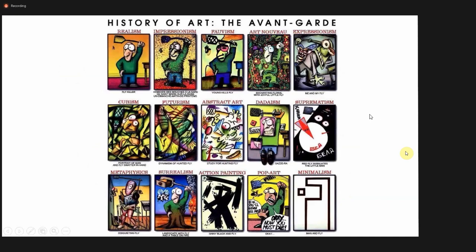History of art. Look at them and see how, in different art movements, the same thing, for example in realism, a fly killer, if you kill a fly, is expressed in different art movements. This is like a comic thing, but even with this joke, you get the idea of how those artists see things and express their ideas in different forms.